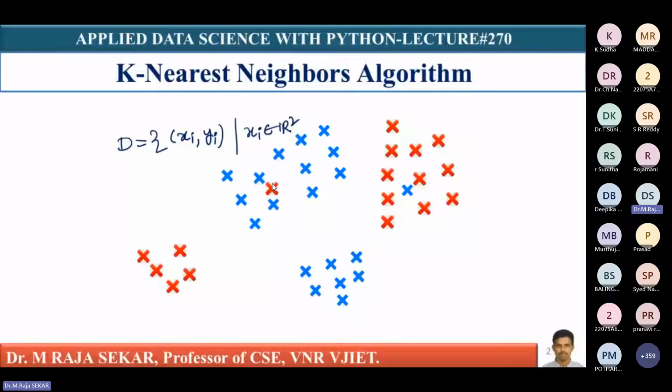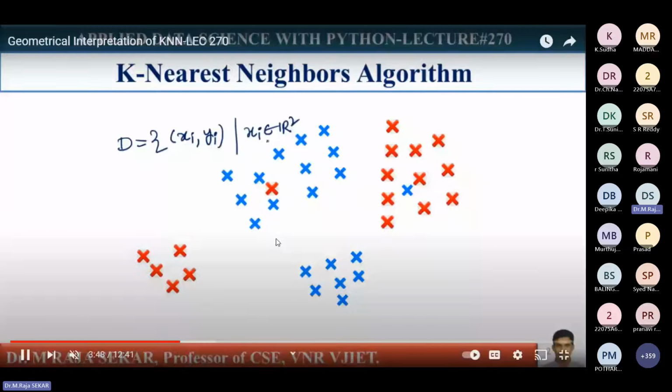Earlier, in the case of the Amazon Fine Food Review data set, xi belongs to R10. There are 10 dimensions. In the case of the MNIST data set, your xi belongs to R power 784, a 784-dimensional point. In the case of the IRIS data set, xi belongs to R power 4. Here, this is a two-dimensional data set. Therefore, I'm keeping xi belongs to R power 2. It has two dimensions.